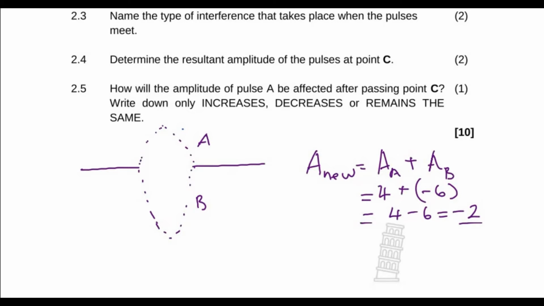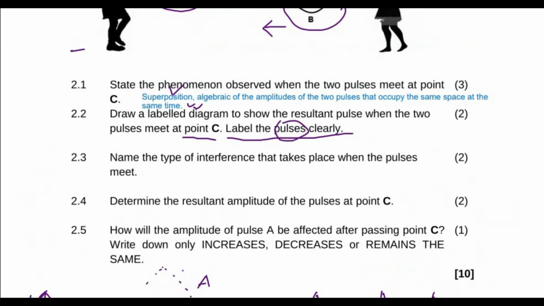So this tells us that the new pulse will be, as we said, down is represented by a negative and up is represented by a positive. If this amplitude is negative, the pulse will be facing down. So we have that pulse over there, facing down. This will just be pulse A plus pulse B. I hope that makes sense. Let's go to the next question.